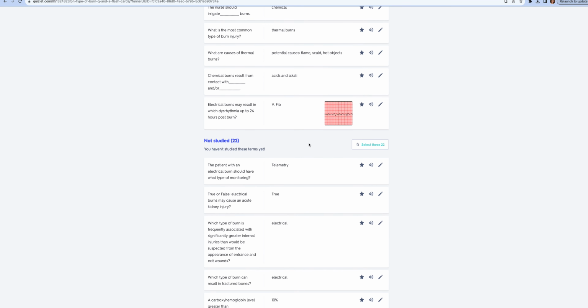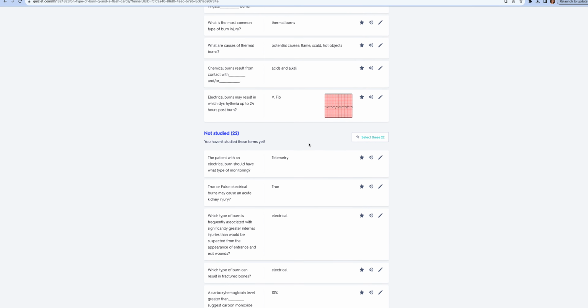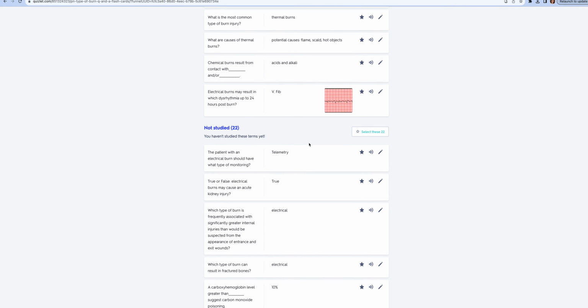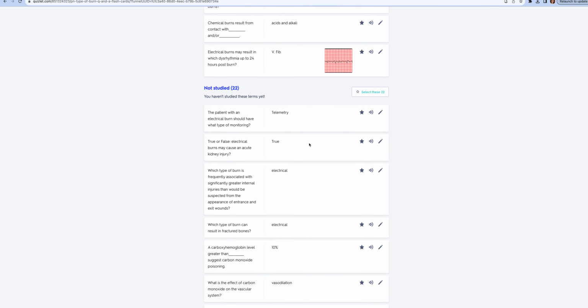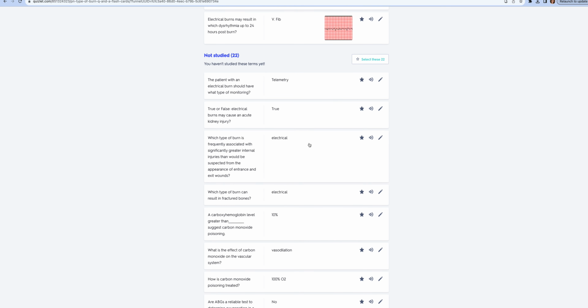Electrical burns can cause dysrhythmias up to 24 hours after a burn injury. A patient with an electrical burn should be on telemetry, and they are going to be at risk for kidney injury because when you have an electrical burn, it causes massive trauma inside the body, and myoglobin leaks out of the muscle cells, and that's going to clog up the kidney, so it could cause an AKI.